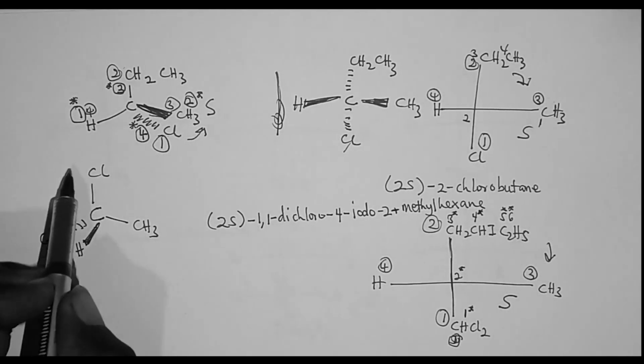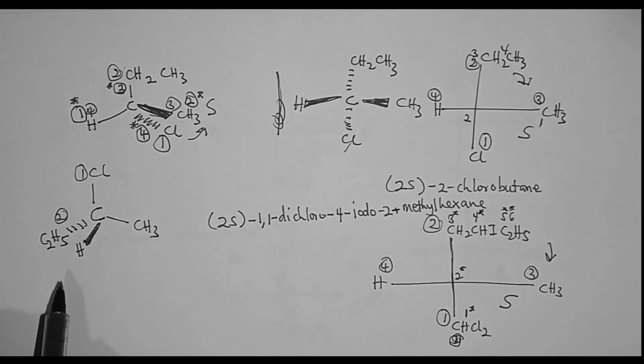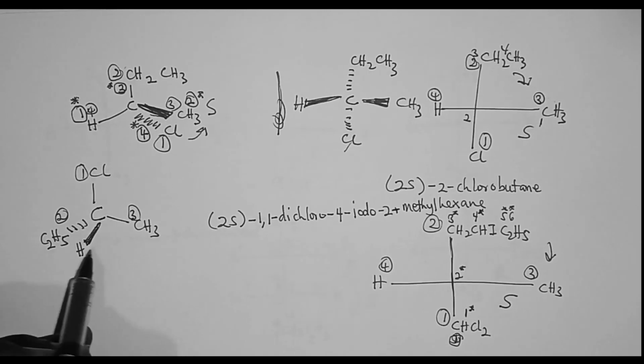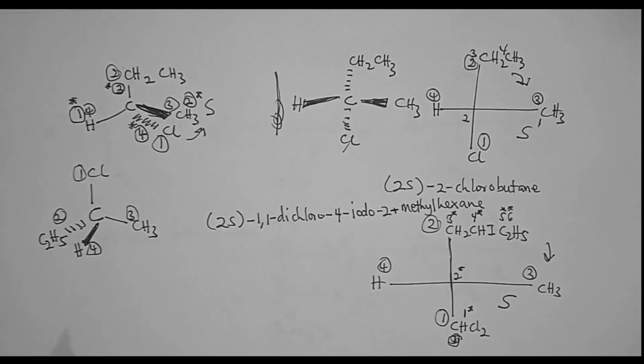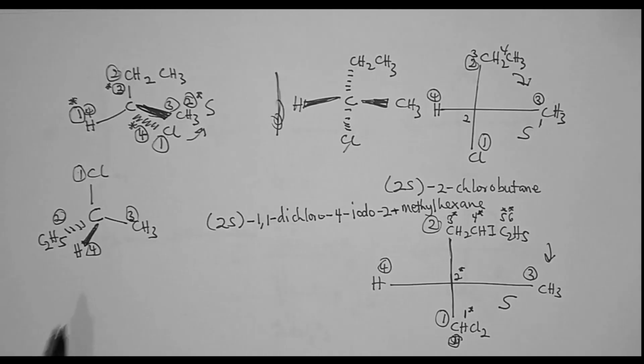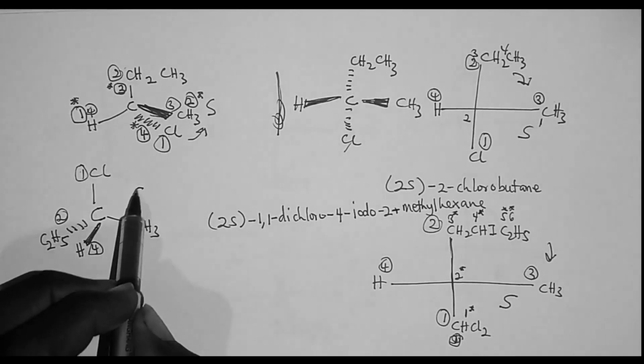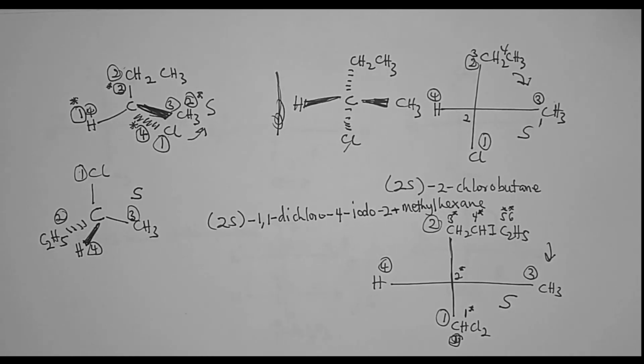In this case, chlorine is number 1, the ethyl group is number 2, and then this is number 3, and then the proton is number 4. So this is 1, 2, 3. It is going anti-clockwise. That is an S. But because the proton is pointing directly towards us, we need to reverse the configuration. And if we reverse the configuration, this is an R.